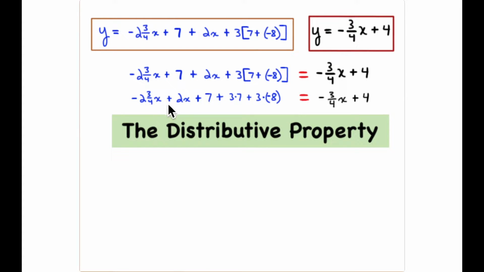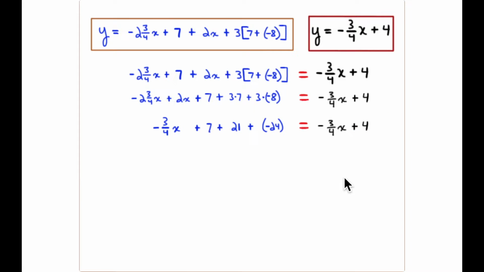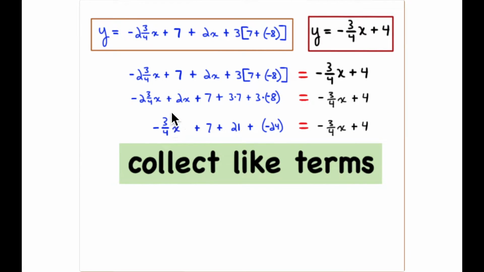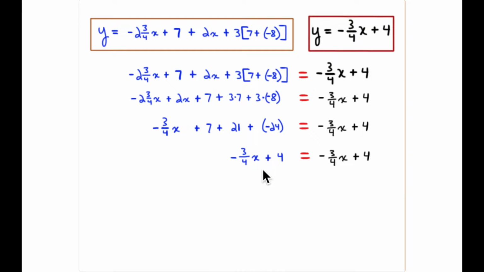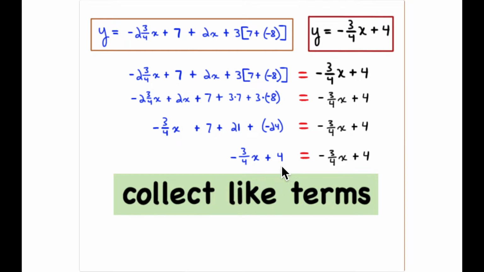So now I'm going to combine these x terms, so negative 2 and 3/4 plus a positive 2, well, that equals a negative 3/4. So this is going to equal negative 3/4 x. That's this negative 3/4 x right here. So that's collecting like terms. So I'm collecting the x's together, and now I'm going to collect just these numbers together. So 3 times 7 is 21, and 3 times a negative 8 is negative 24. That equals negative 3, and 7 plus negative 3 is equal to 4. So that's, again, collecting like terms to get this down to the 4.